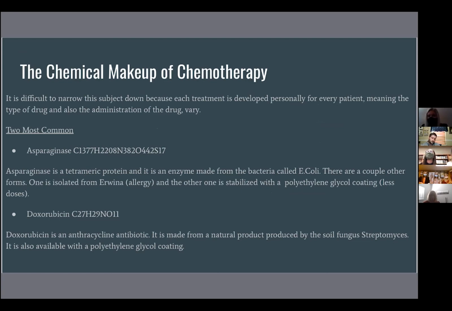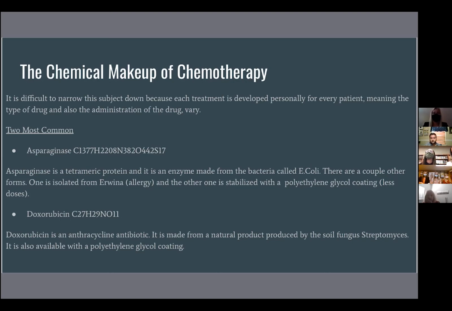It is a tetrameric protein. It is an enzyme made from the bacteria called E. coli. There are a couple other forms though. One is isolated from the bacteria called Erwinia, which is for people with allergies to E. coli. And the other one is stabilized with a polyethylene glycol coating, which makes it need less doses to be effective. Moving on to the next drug is doxorubicin.